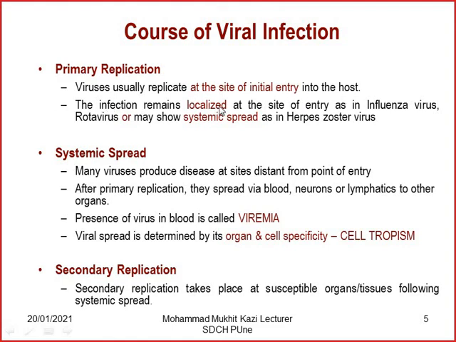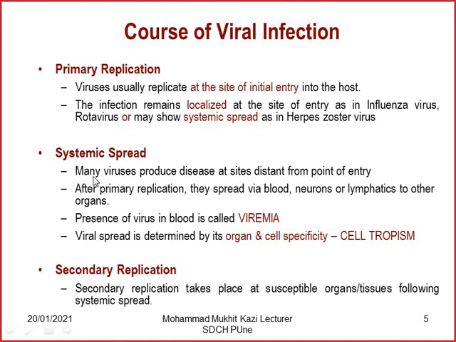The infection remains localized at the site of entry as in influenza viruses and rotaviruses, or may show systemic spread as in the herpes zoster viruses. This herpes zoster virus is also called Nagin in Marathi. This is the recurrence of the herpes virus which has been there in our body in a dormant phase, and it is spread through systemic spread.